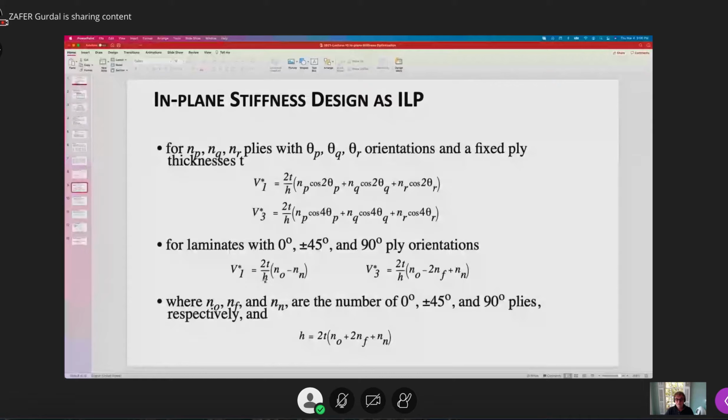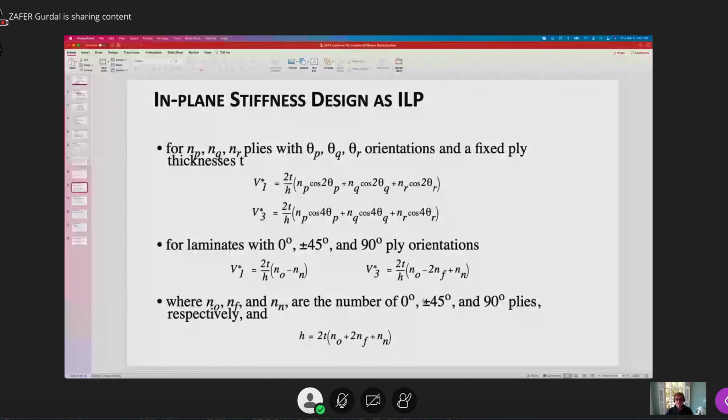Multiplied by 2T divided by total H, which you can actually write total H in terms of the individual ply counts, which is then total H equals 2 times thickness. This is from the symmetry. You're always taking twice the top half, and the number of zeros plus 2 times the number of 45s, because we are counting NF equals 1 means there is a plus 45 and a minus 45. So it will always come as a pair of plus minus 45.